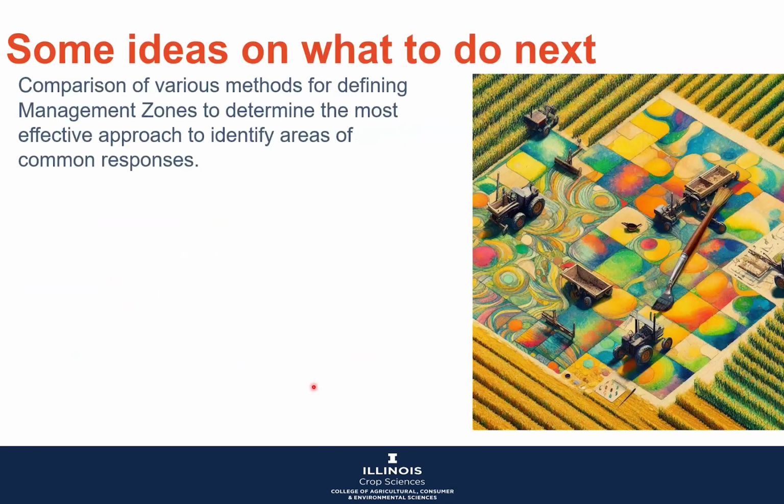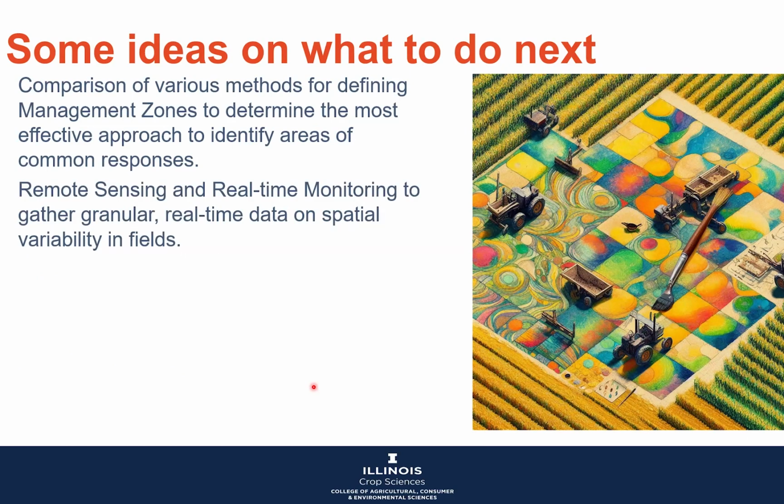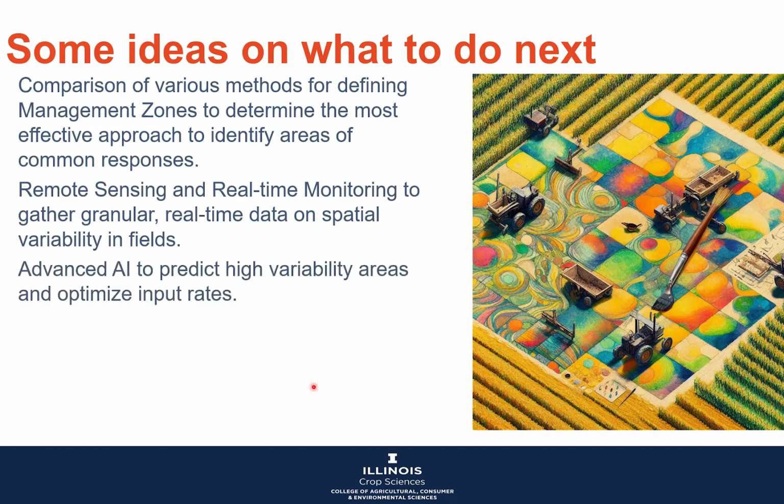So some ideas on what to work on in the future. We would like to compare several methods of defining these management zones besides the traditional site characteristics, I will say. So we are currently working on a paper on that. Incorporating remote sensing and real-time monitoring to gather more granular information would be very useful as well, maybe. I think especially methods that allow you to apply in situ as you are screening the field for nitrogen deficiencies might work. And then more advanced artificial intelligence algorithms that allow you to capture additional information.